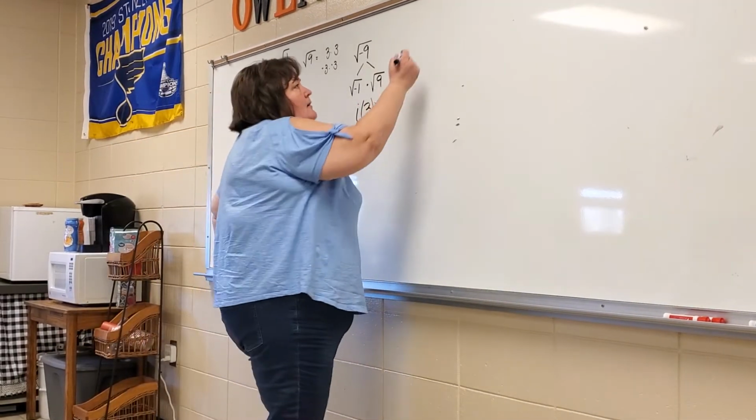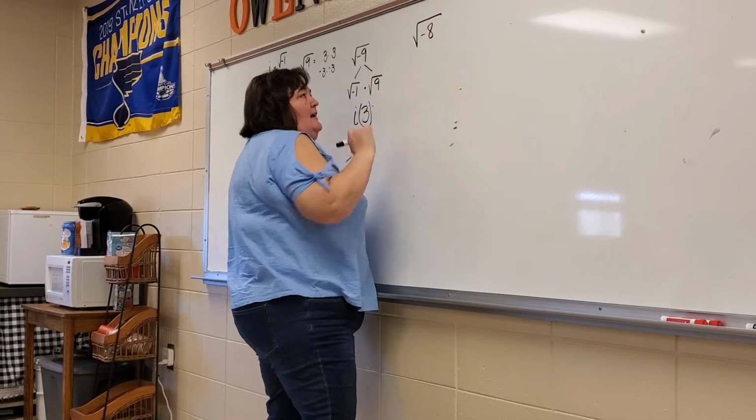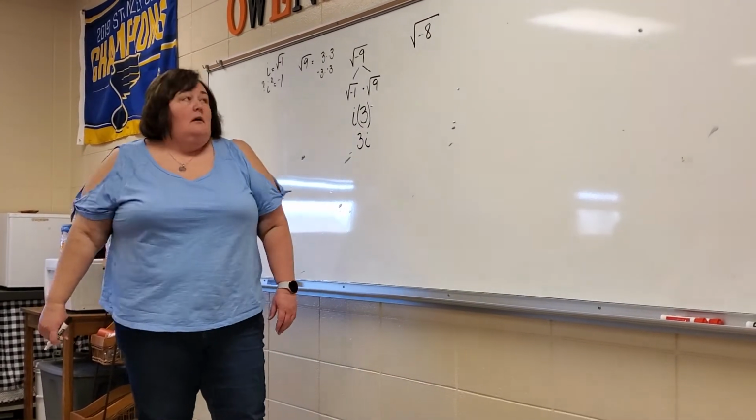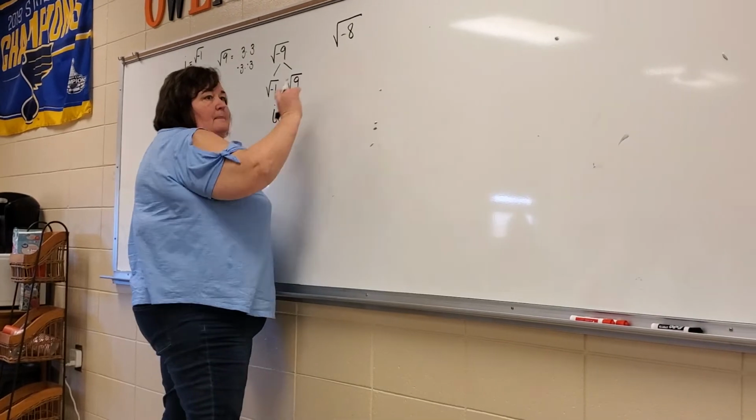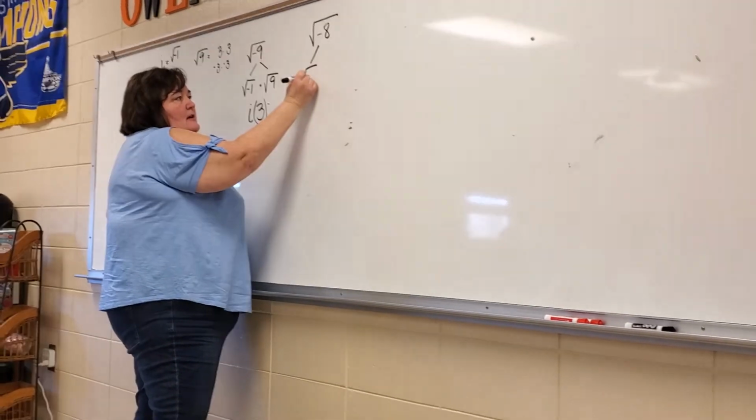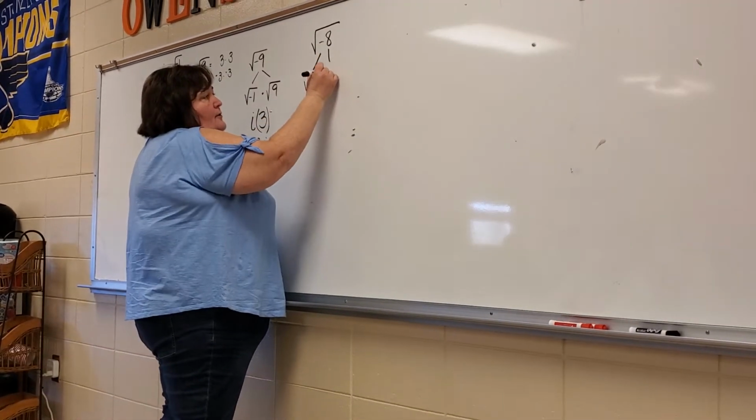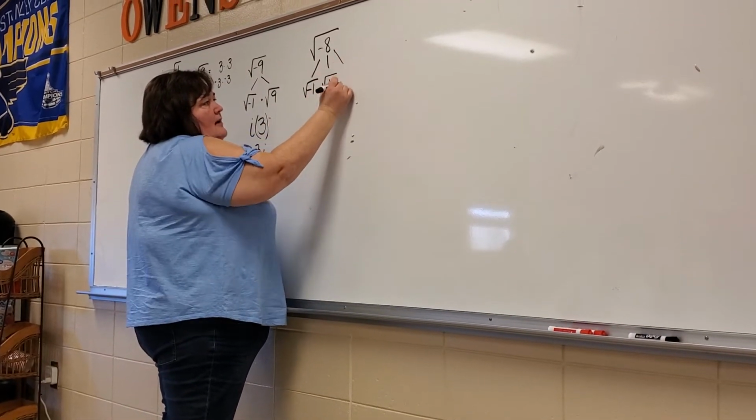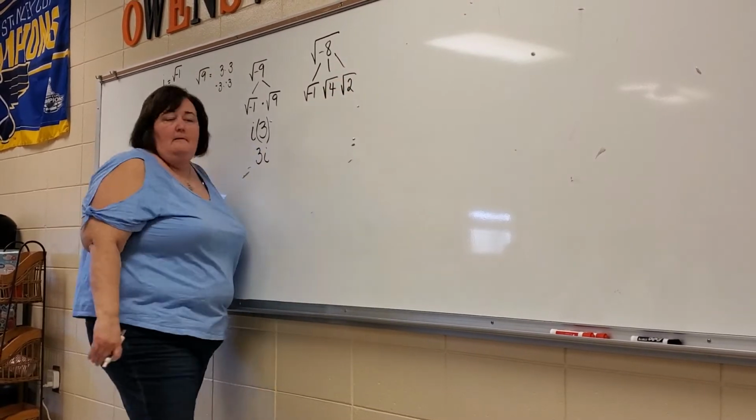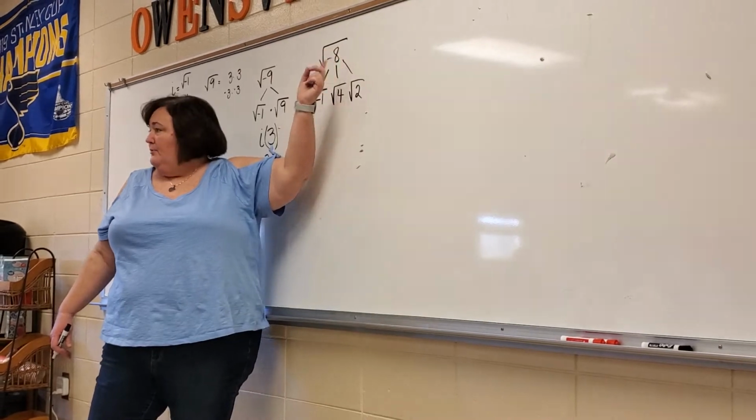Let's do the square root of negative 8. What's a perfect square that's in here? 4, right? But there's also a negative 1. So we do the square root of a negative 1, and then we do the square root of 4 and the square root of 2, right? Negative 4 times 2 would be negative 8. Everybody with me on this?